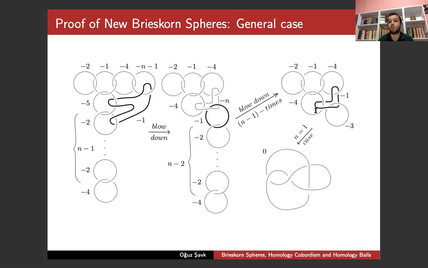For even n, our Brieskorn spheres do not bound integral homology balls, but for odd n, we have no idea. All well-known current integral homology cobordism invariants vanish for our spheres, so it is again an open question. If you prove that our Brieskorn spheres are linearly independent by using some kind of homology cobordism invariants, you will conclude that the kernel contains an infinite subgroup.